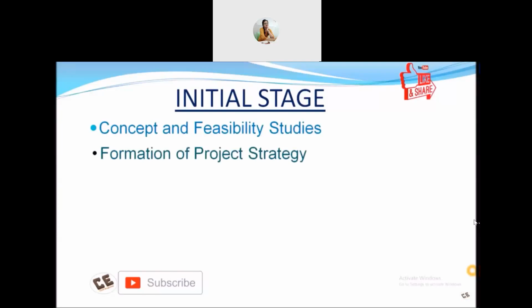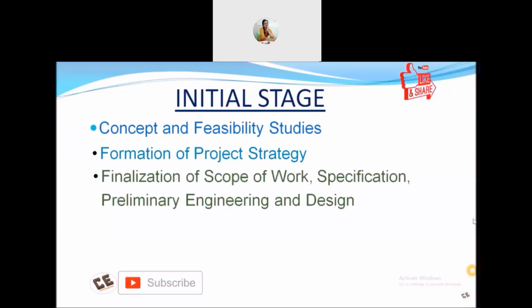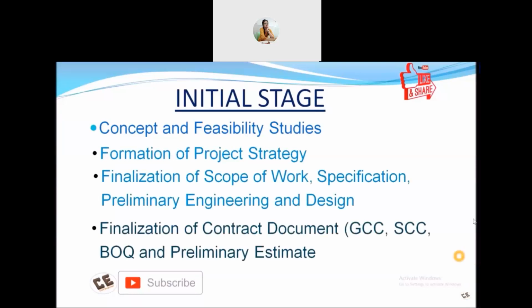The next stage is formation of project strategy. Project strategy is a plan of action designed to achieve a long-term or overall aim. So we can say it is a part of project planning. The next stage is finalization of scope of work, specification, preliminary engineering and design. And then the finalization of contract documents, GCC, SCC, BOQ and preliminary estimate. All these things we finalize as the contract documents for the tendering. We can say the tender documents. So this is the initial stage of the project. Now I am going to the next one.